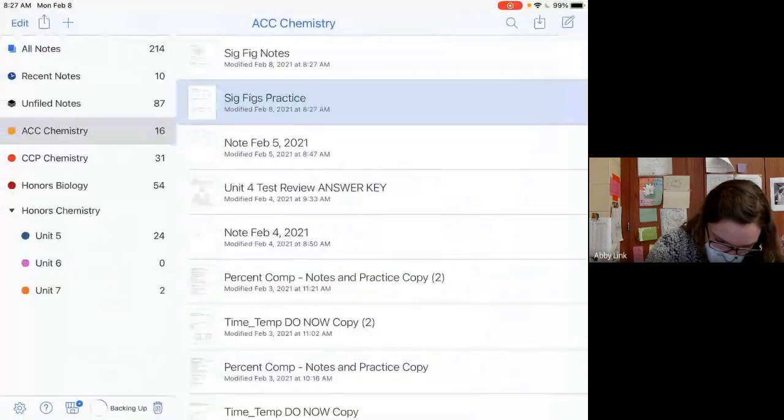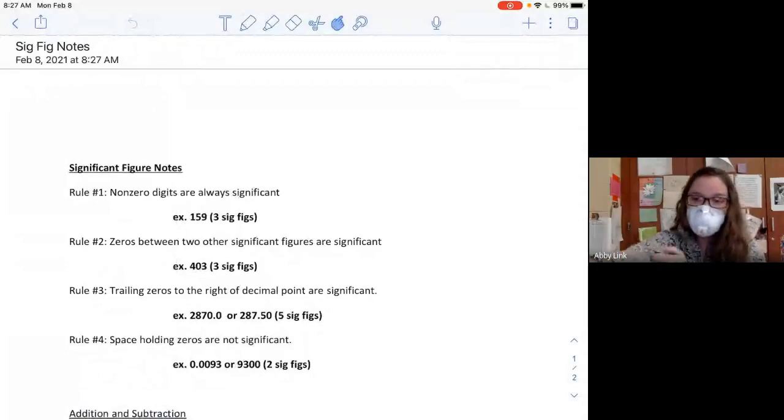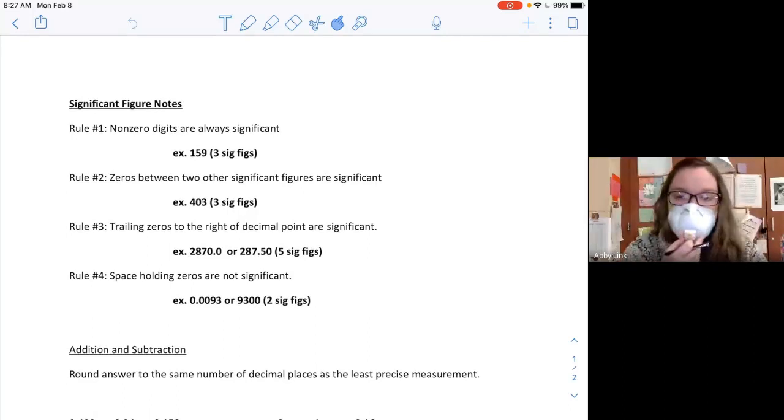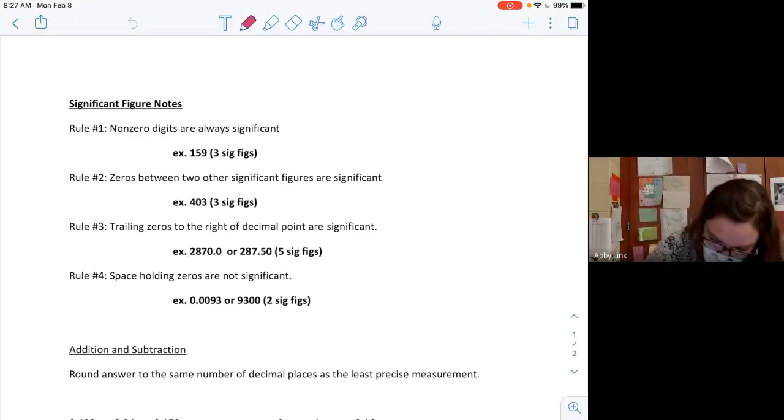Okay, so we'll start with our sig fig notes. Let's start by actually talking about what that word significant means. Maybe you've heard it in another setting, like in an English class. What's a synonym for significant, or what does significant mean? John says important. Yes.